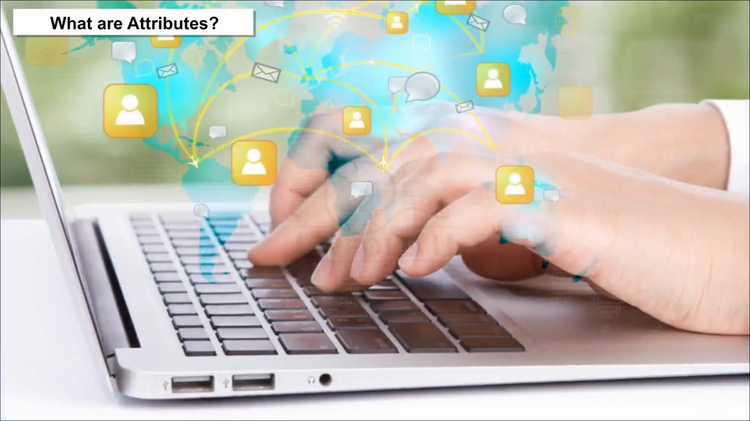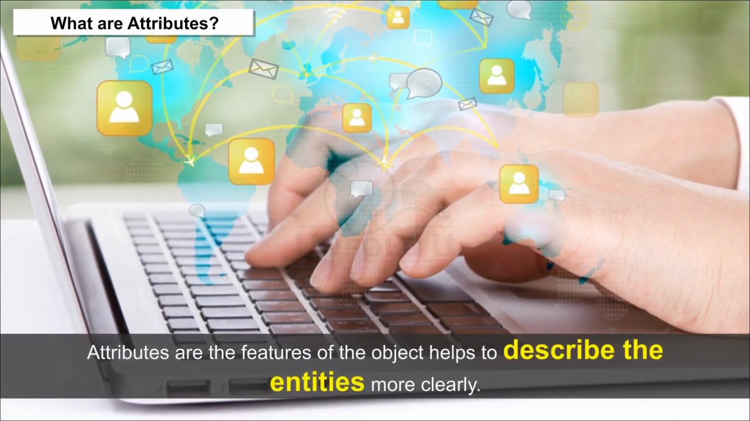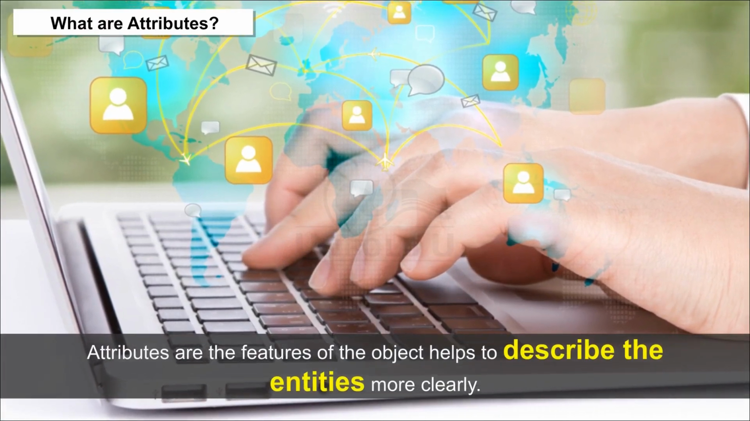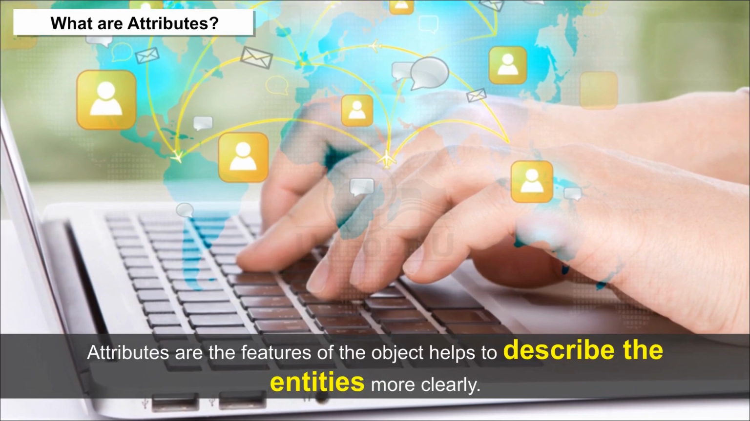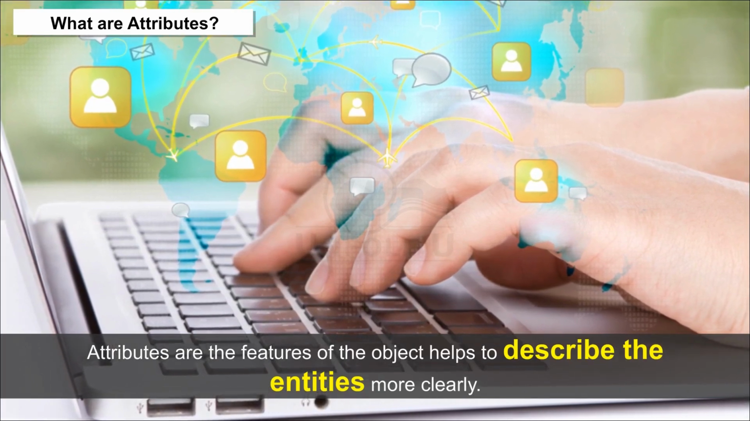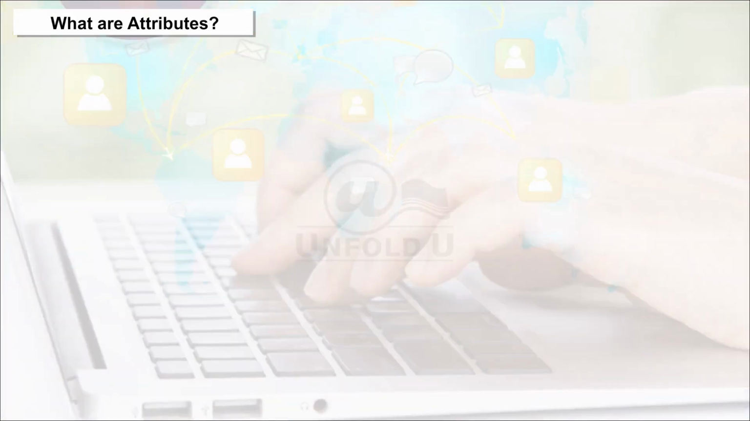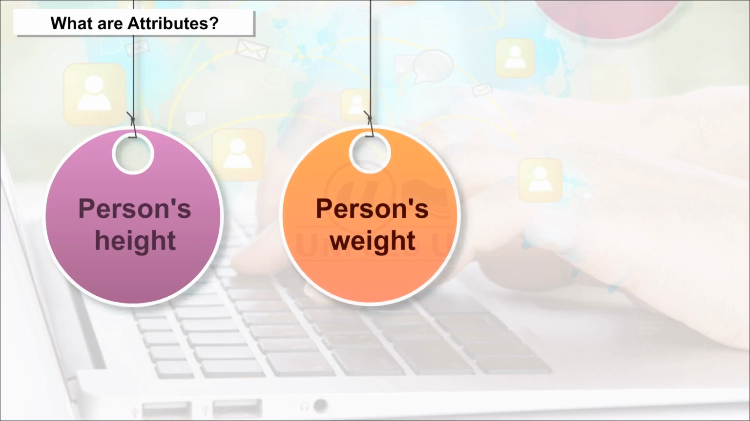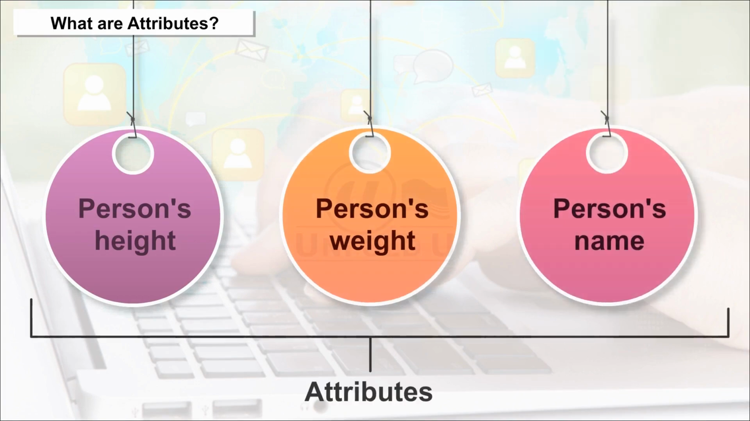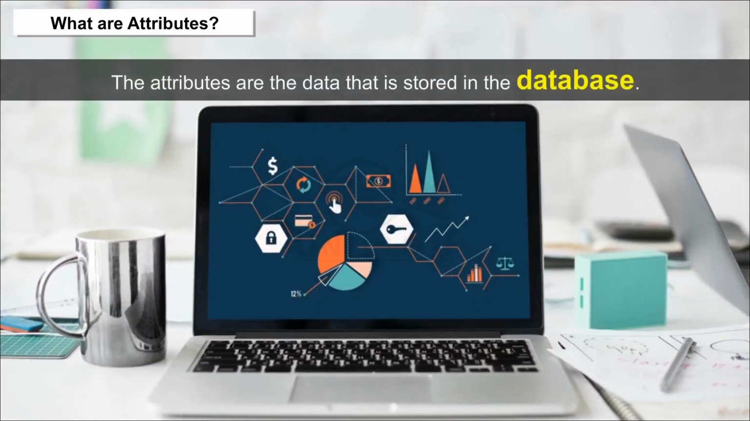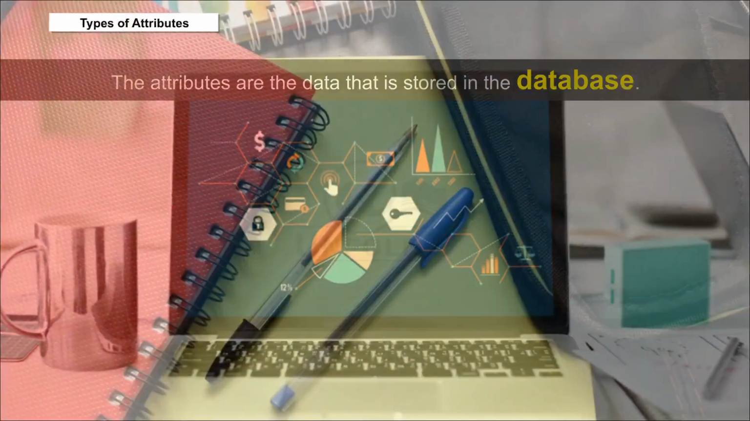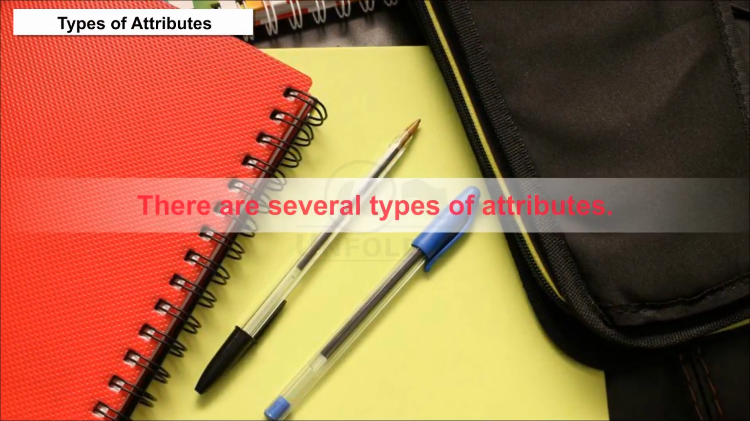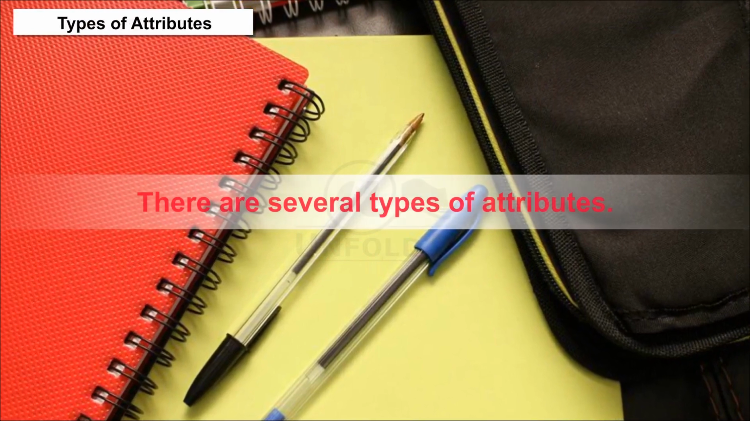What are attributes? Attributes are the features of the object, helps to describe the entities more clearly. For example, in case of a person, his height, weight, name, etc. are attributes. The attributes are the data that is stored in the database. Types of attributes. There are several types of attributes.